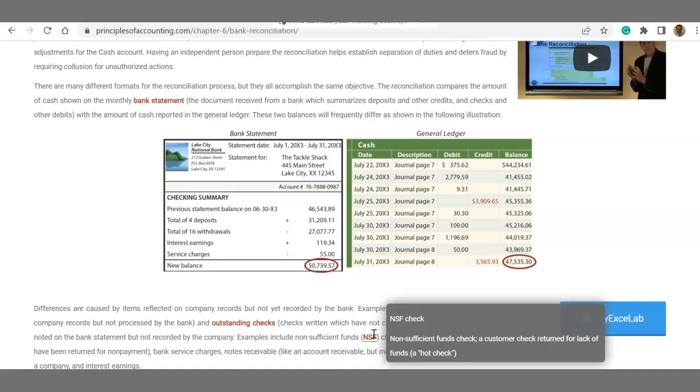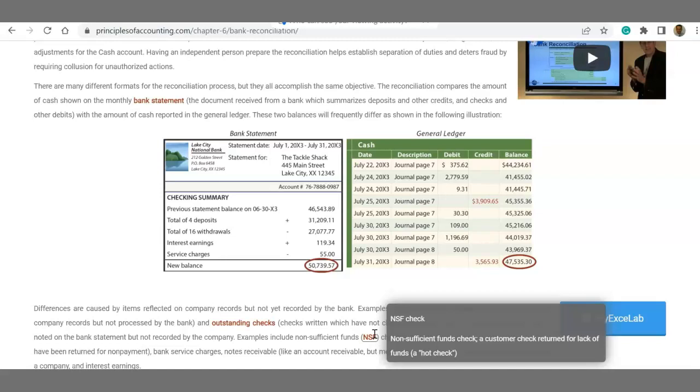NSF check, it's bad news, and that's why you call it non-sufficient funds. Someone gave you a check to pay an invoice. You were so happy and excited, so you recorded the check: cash received, debit cash, credit accounts receivable. Then you took the check to the bank, you deposited the check, and the bank shows the deposit.